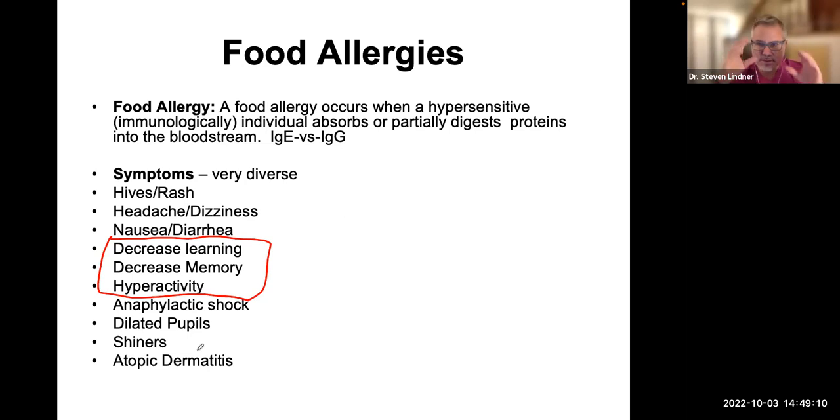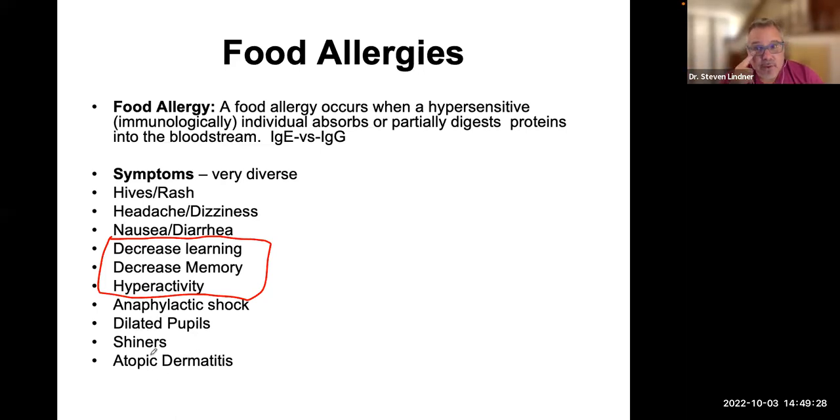Oftentimes in my patients, especially children, when I see dilated pupils, it's often indicative of a dairy allergy. And I'll say, did you have milk today? No, I didn't have milk today. Oh, what did you eat today? Oh, I had yogurt. Okay, it's in the dairy family.